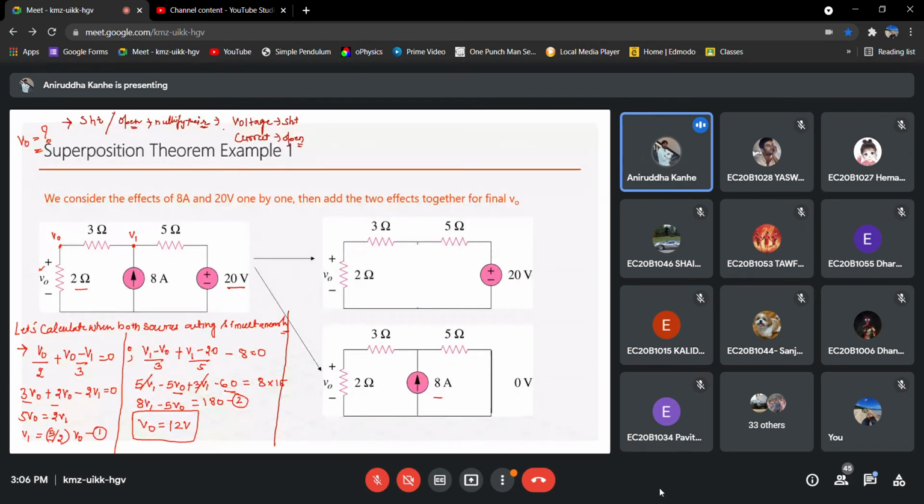How can you nullify it? Voltage exists when there is an open circuit. Hence, to nullify or remove it, you have to short it. Similarly, current only exists when there is a closed path. So you don't want any current from that branch. Hence, you are opening it. Is that okay? That is why you can see here this 8 amperes is opened. Nothing is there in this case. Similarly, this 20 volts is short circuited here. Is that fine?